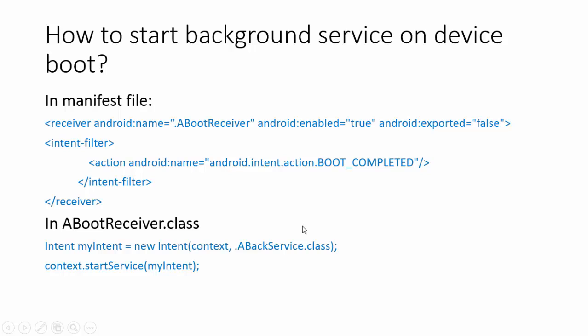So whenever the user's phone is switched off and the user restarts the phone, this receiver receives the boot completed event, and in the receiver we specify startService. So whenever the boot completed event occurs, the receiver receives the event and starts this service, and in the service we mention all the application functionality we want. So in this way we can start the service on device restart.